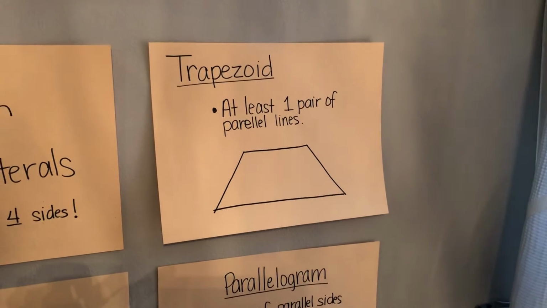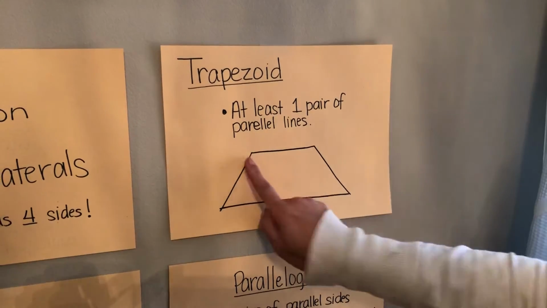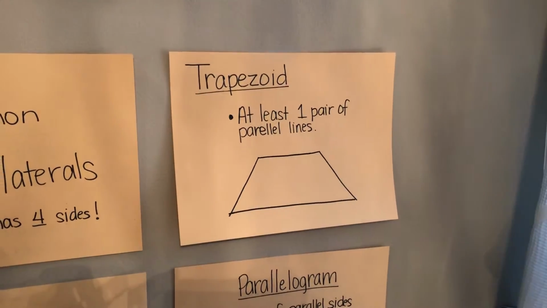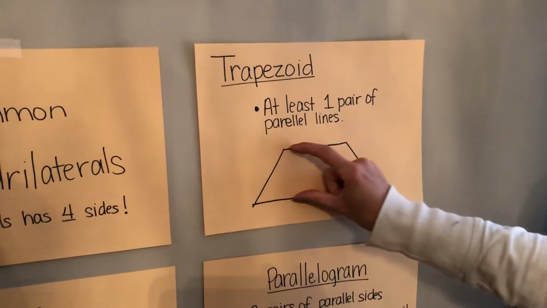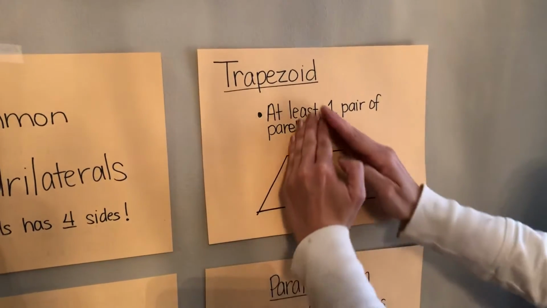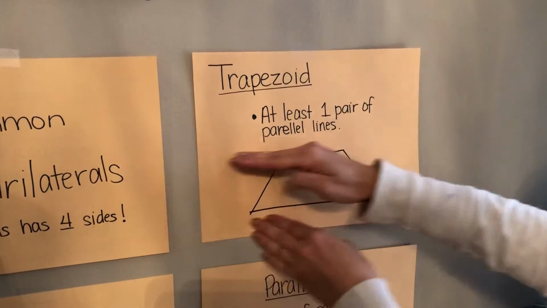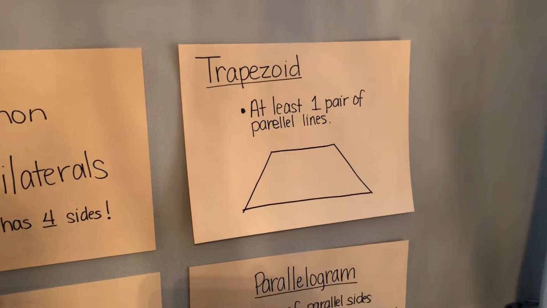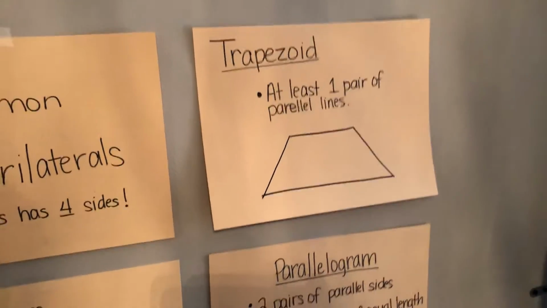A trapezoid has at least one pair of parallel lines. So if you see here, remember parallel is two lines that run next to each other and they never touch. And they're always the same distance apart. So here you see that there's 2 parallel lines. These 2 lines will eventually intersect, but these 2 lines will never intersect. So that's what makes this a trapezoid, okay? So anytime they have one pair of parallel lines, it's a trapezoid.